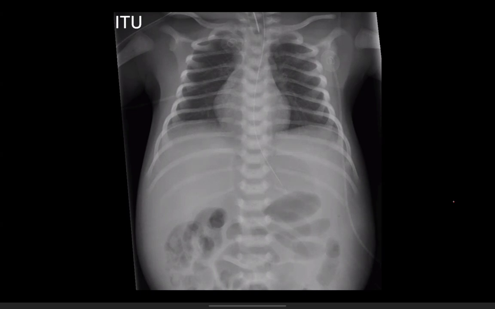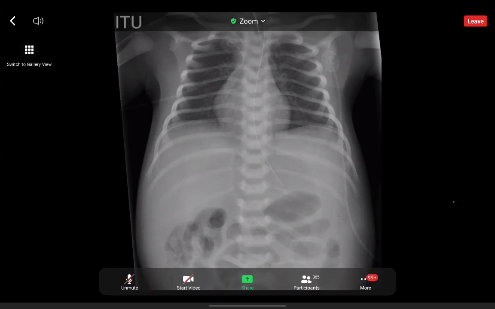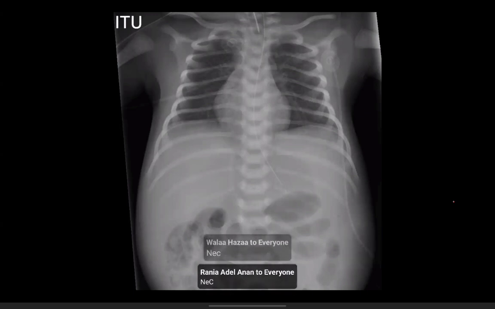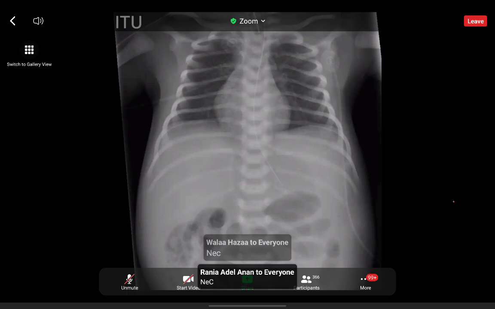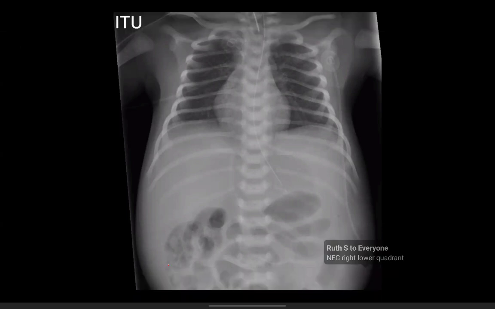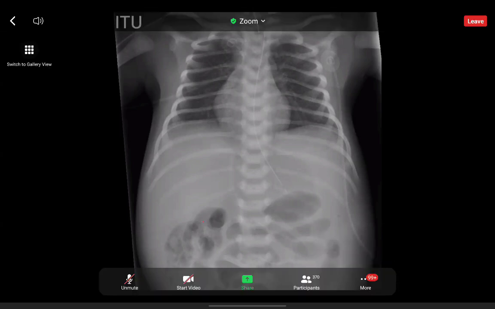This is a neonate on the neonatal unit with vomiting who has become generally unwell. So necrotizing enterocolitis, I can see some people saying. I agree, perhaps some pneumatosis in the right flank here, a slightly mottled, bubbly appearance of what is probably the ascending colon.